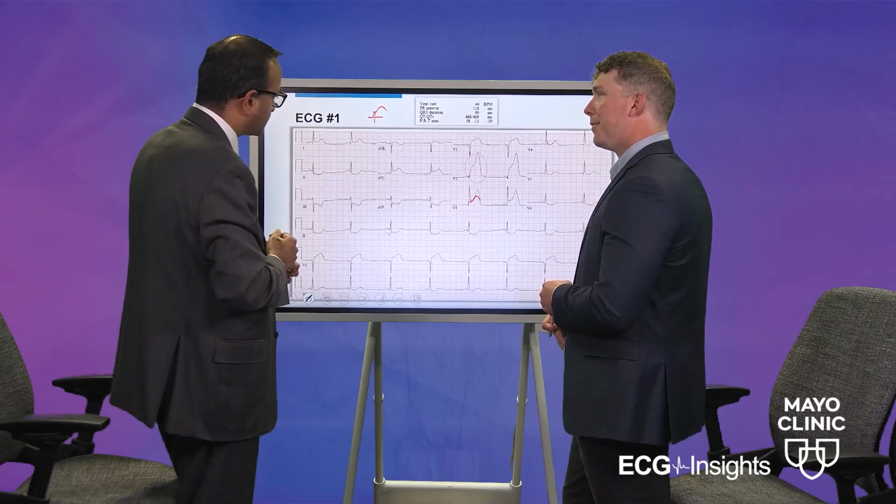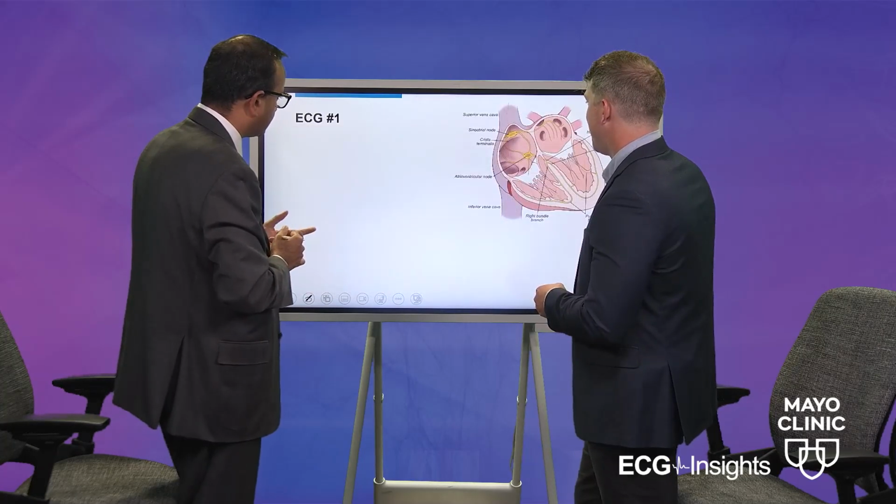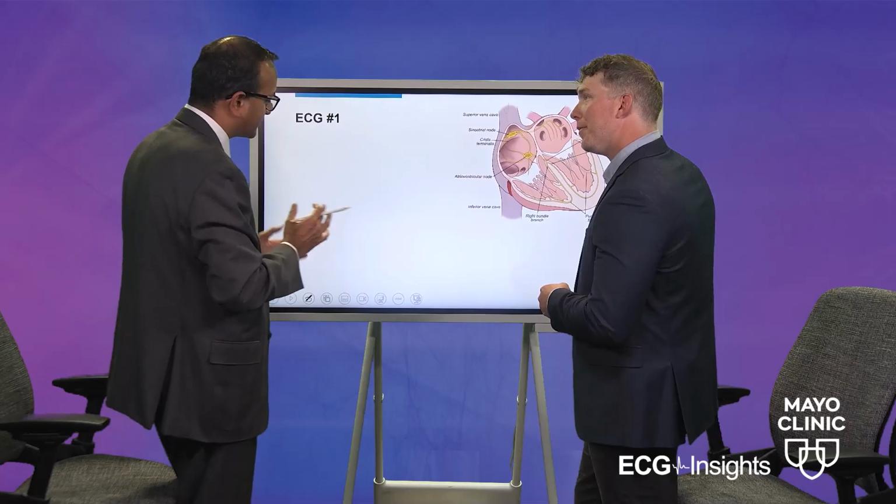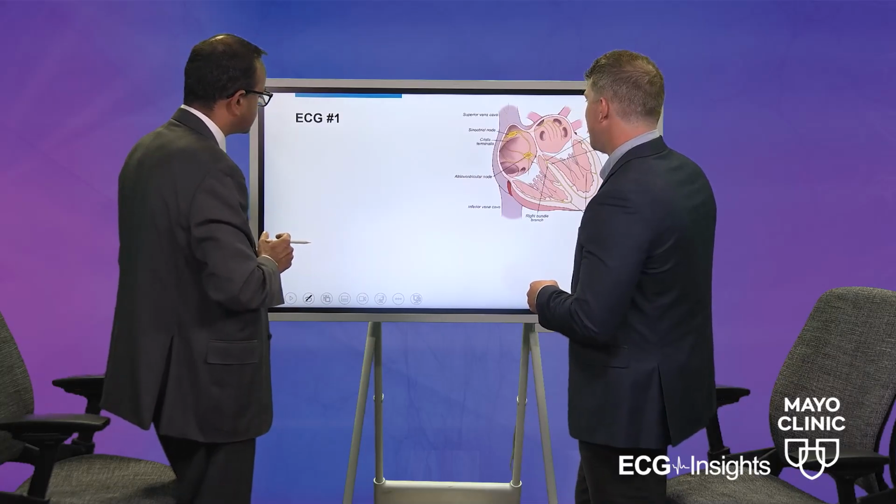Anything else on this one? No, this is good. Now we'll look at a few other ECGs and then try to compare some of the findings on this ECG as well.